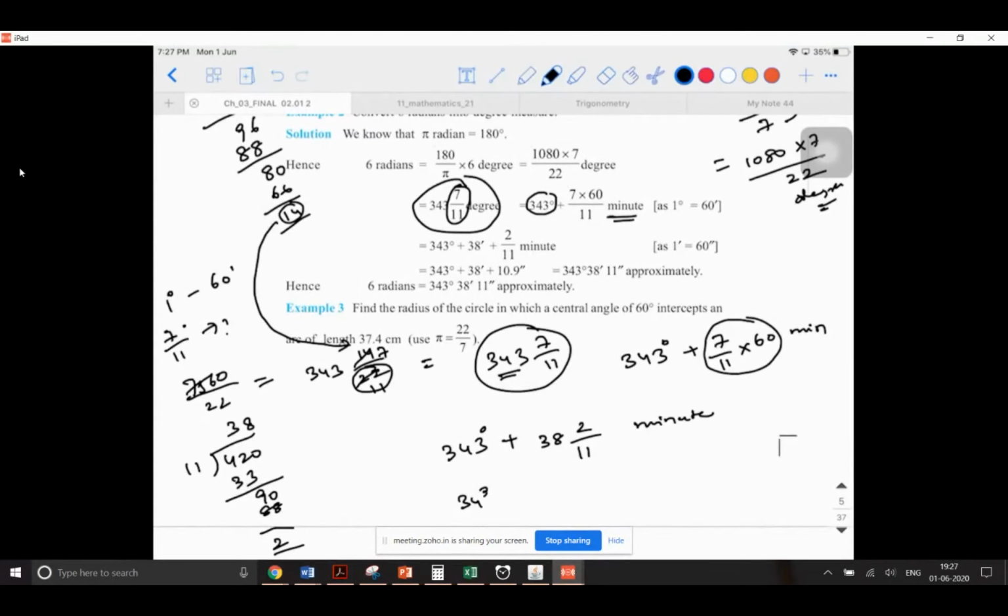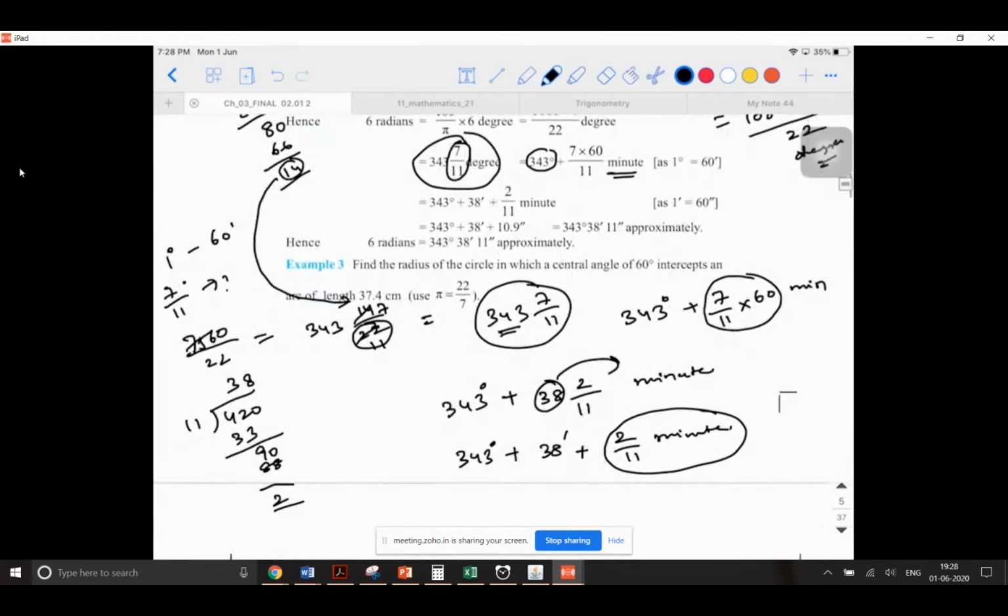Again 343 degrees plus 38 minutes plus 2 by 11 minutes. Now what we are supposed to do is this 2 by 11 minutes is supposed to be converted to seconds. So how will you do it? This 2 by 11 should be multiplied with 60.